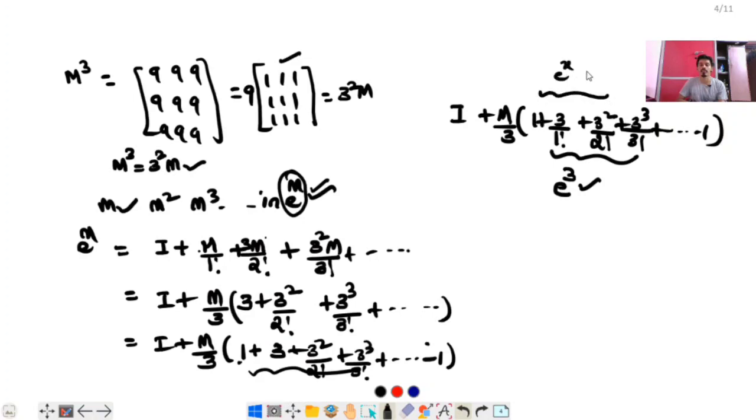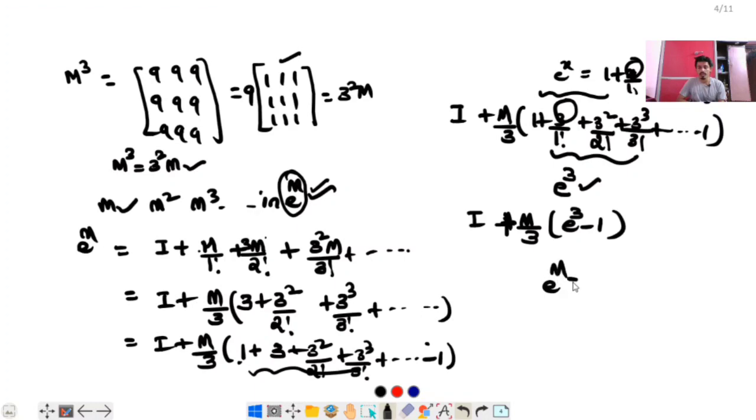This is like the e to the x formula: e to the x is equal to 1 plus x by 1 factorial plus x square by 2 factorial plus x cube by 3 factorial, where here x is 3. So it is I plus M by 3 times e to the power 3 minus 1. Now e to the M is equal to I plus M by 3 into e to the power 3 minus 1. This is the answer, the exponential of M.